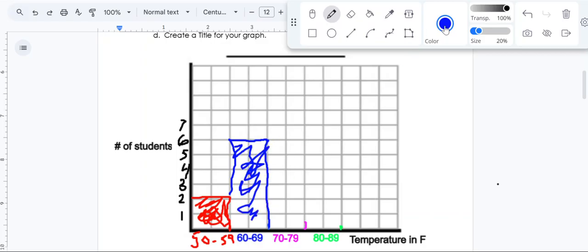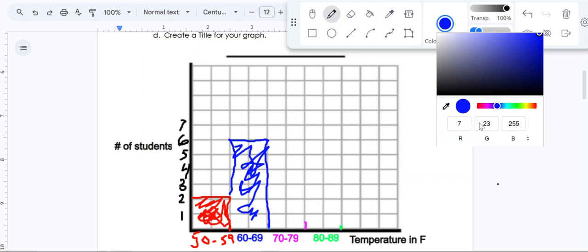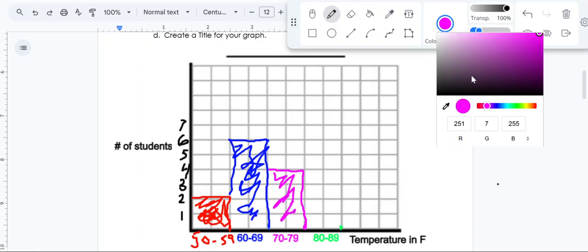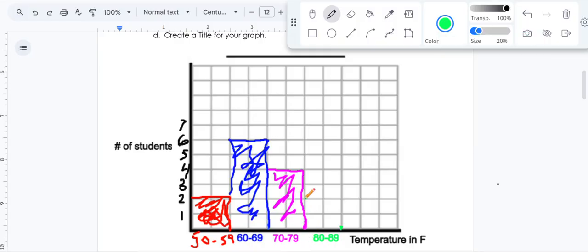All right, 70 to 79, we had 4 people. 4 people like it in the 70s. So let's make it the same color here. I'll go to 4, make my bar. And then 80 to 89 is the last one. And we had 2 people. So go back down to 2, make my bar. There's my bar for 80 to 89. And look at that, we made a histogram. Okay, so that's making a histogram.